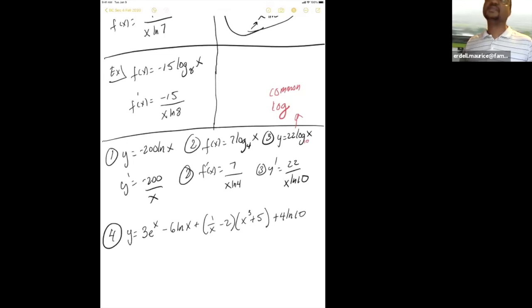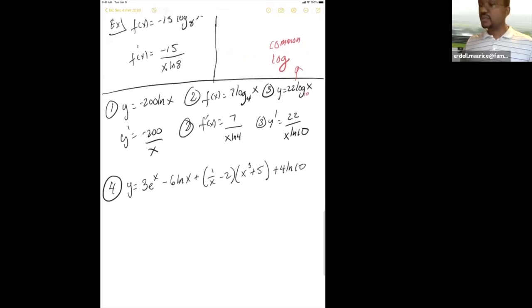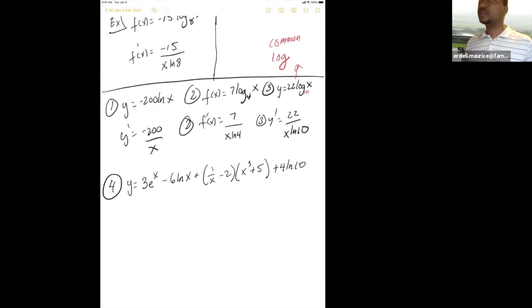To check your knowledge. Okay, any questions on this before I let you go? I'll give you 2 minutes, guys. Any questions right here? y is equal to 3e to the x minus 6 ln of x, plus, I'm going to write this as x to the negative 1 because it's in the denominator.